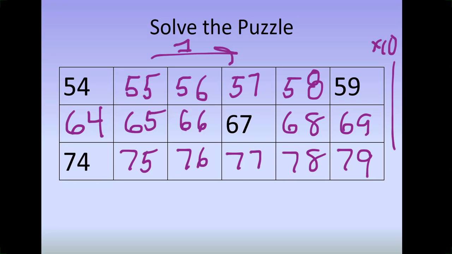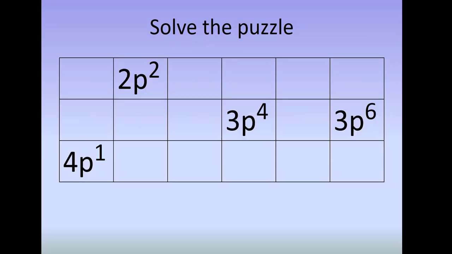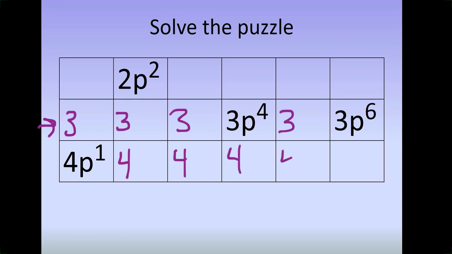Let's try another puzzle. Okay, this puzzle is a little bit different, but see if you can figure it out. Go ahead and pause the video and try to complete this puzzle. Okay, we're back now. For this puzzle, we see that in this middle row, there's a 3 to begin with. So I'm going to go ahead and put a 3 all the way across. Because of that pattern, I think it's going to be the same thing. Put a 4 all the way across. And working backwards, I got 2 all the way across.